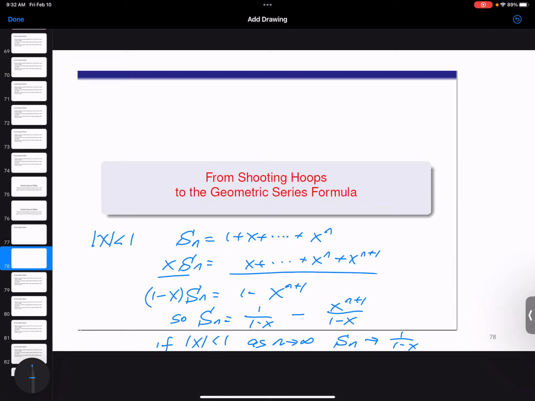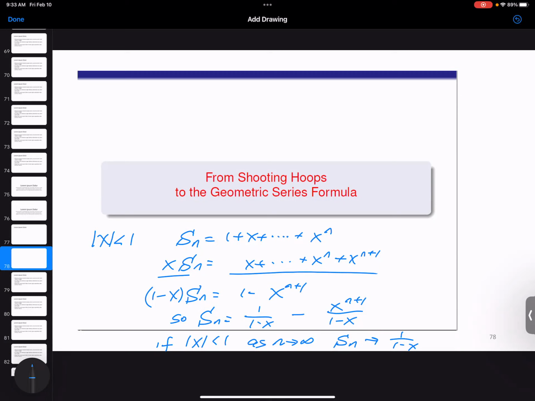If I'm adding 2, then 4, then 8, then 16, then 32, it's not going to converge to something finite. Even if it was negative, adding negative 2, 4, negative 8, 16, I'm getting wild fluctuations. So if I want to have a hope for things to converge, I need each piece to be less than 1. In fact, from some point onward, each piece needs to be less than 1.